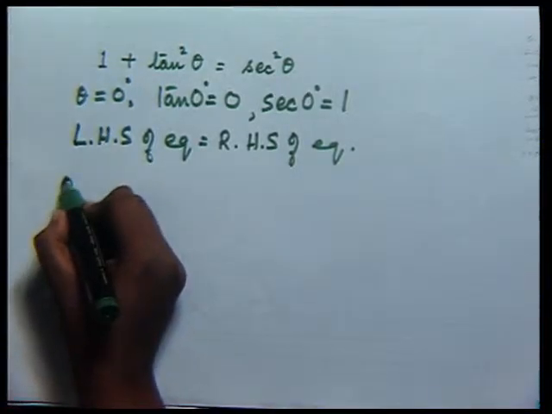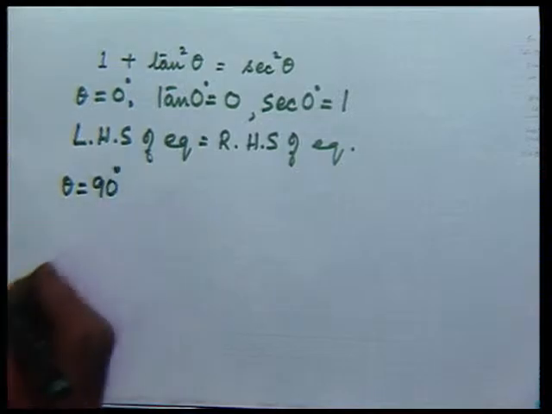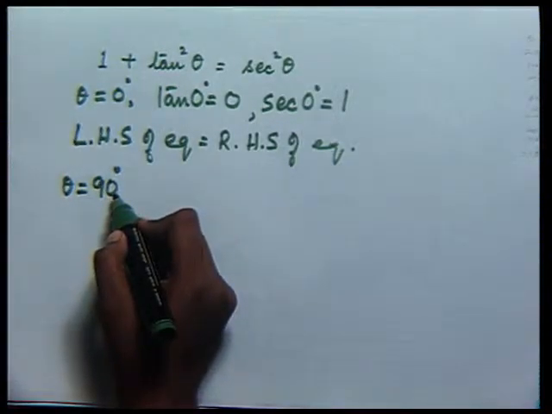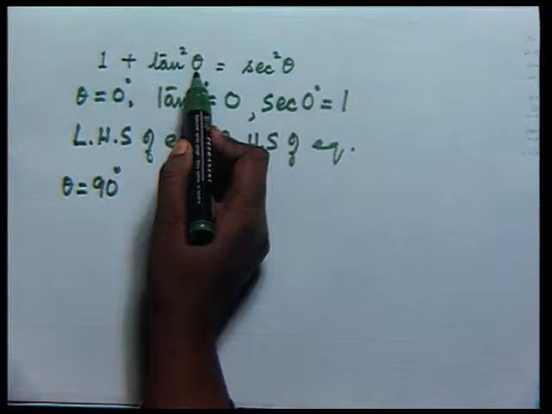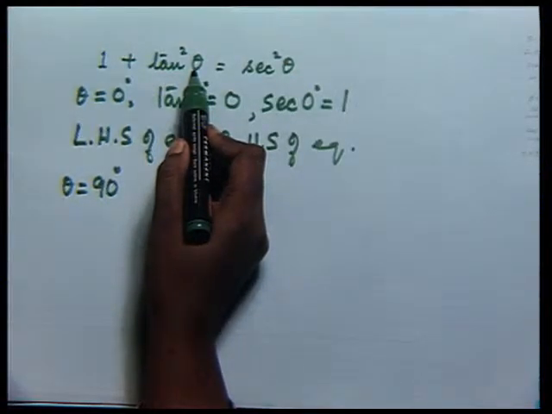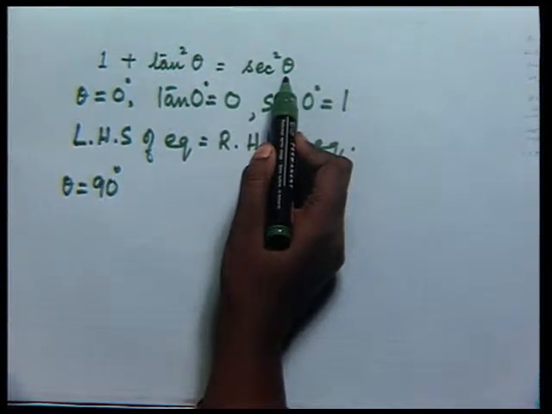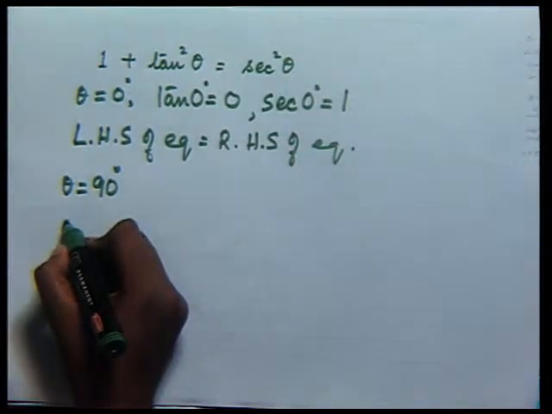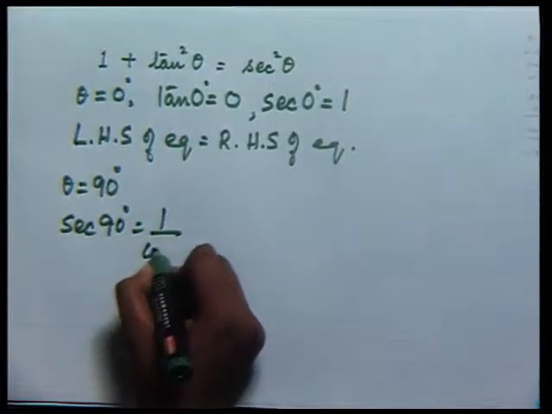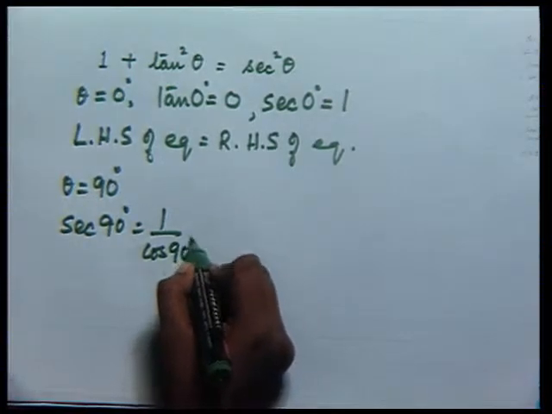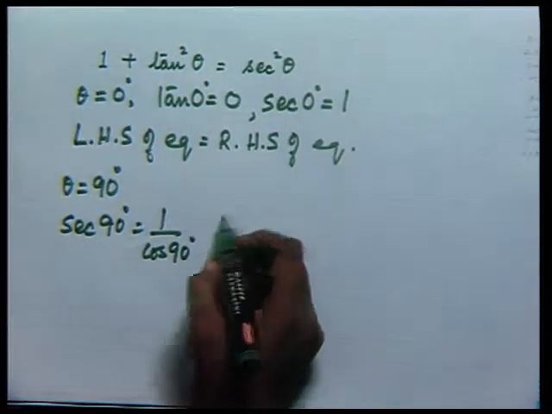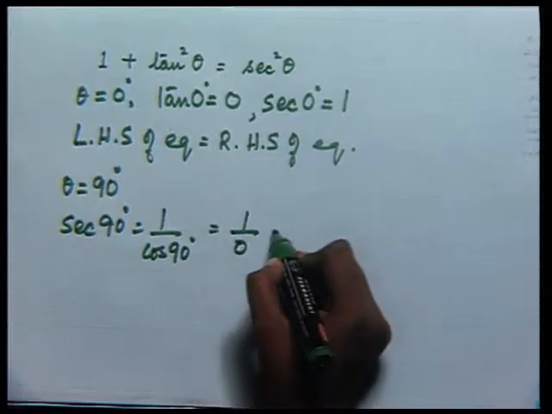Next, let us consider theta equal to 90 degree. When theta is equal to 90 degree, we find that tan 90 is not defined, and sec 90 is also not defined, because sec 90 becomes 1 upon cos 90. Let us write it. Sec 90 is 1 upon cos 90, and we know that cos 90 is 0 and 1 upon 0 is not defined.